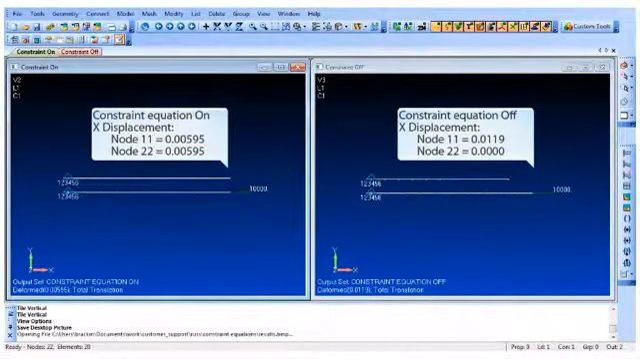The results show that with the constraint equation off, the node 11 x displacement is 0.0119 and the node 22 x displacement is 0. The node 22 displacement is 0 because no loads are applied directly to the upper beam. With the constraint equation turned on, the x displacements of nodes 11 and 22 are identical at 0.00595. This occurs because we have tied the two nodes to move together, which means both beams are now resisting the applied force.